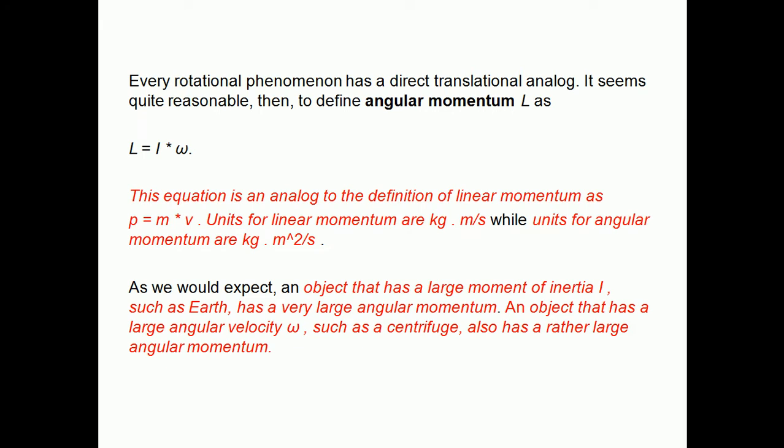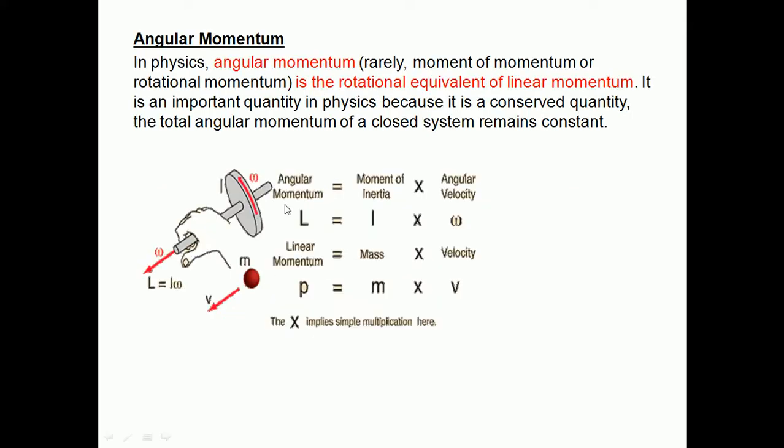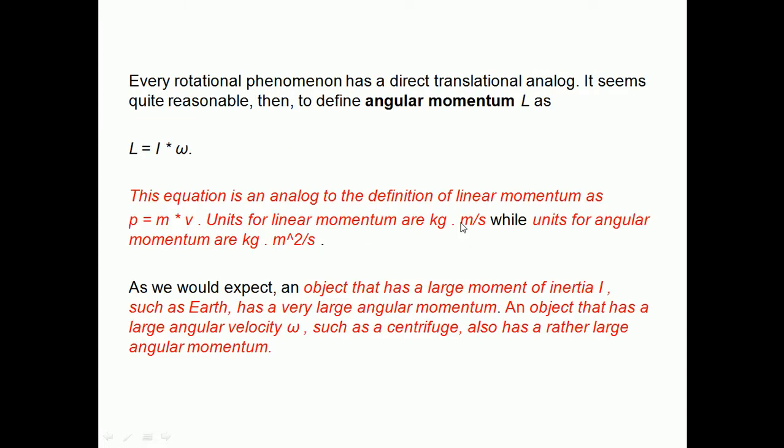Every rotational phenomenon has a direct translational analog. It seems quite reasonable then to define the angular momentum. Momentum we just defined in the last diagram. How do we define the angular momentum? Angular momentum is the moment of inertia multiplied by the angular velocity. So you see this is the formula we drew. This equation is an analog to the definition of the linear momentum, as p is equal to mass multiplied by the velocity.